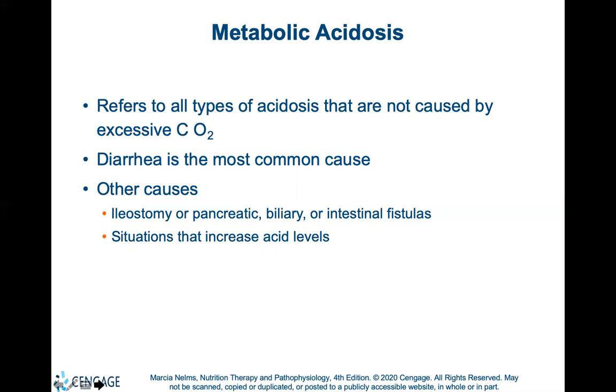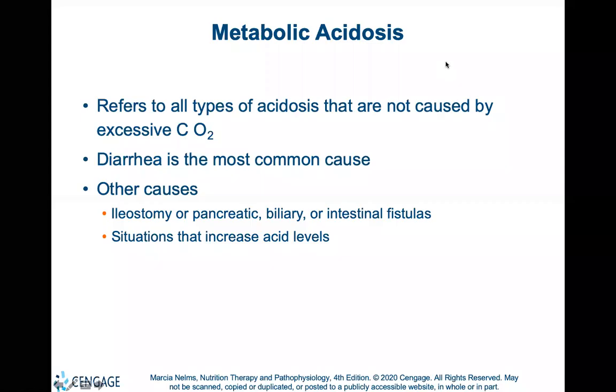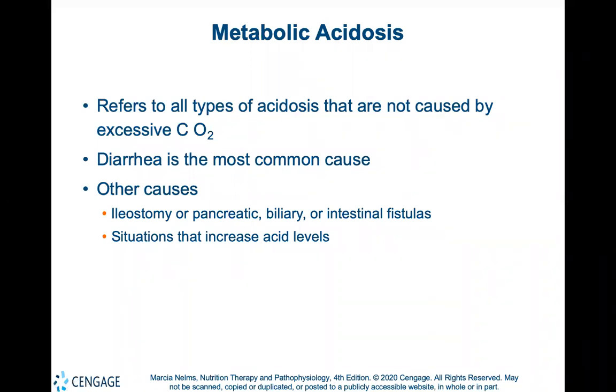It is most often a chronic condition. Conditions that result in excessive loss of bicarbonate from the gastrointestinal system or from renal excretion of bicarbonate can result in metabolic acidosis. Diarrhea is the most common cause. Additionally, bicarbonate may be lost from an ileostomy or from a pancreatic, biliary, or interstitial fistula.